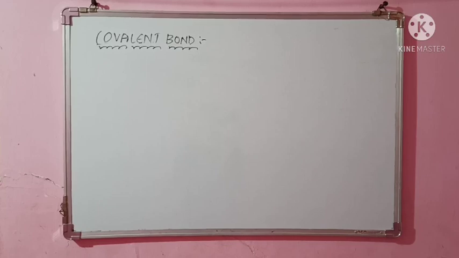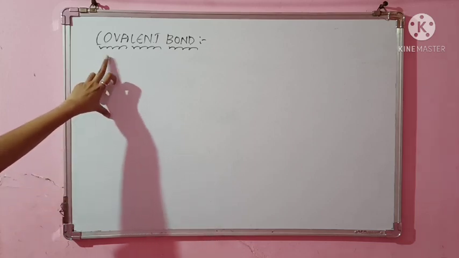Today we will be understanding the concept of covalent bond. So in chemical bonding we have covalent bond, ionic bond, coordinate bond, and so on. The ionic bond I have already discussed in one of my videos. So today we will be discussing the covalent bond.